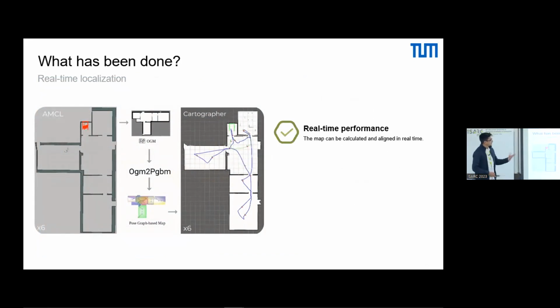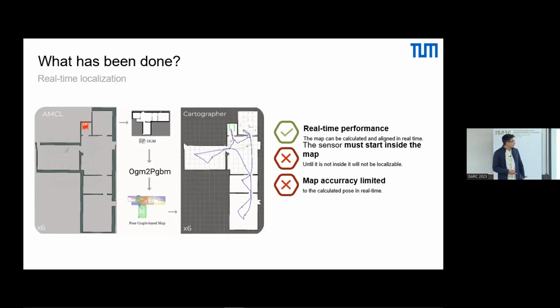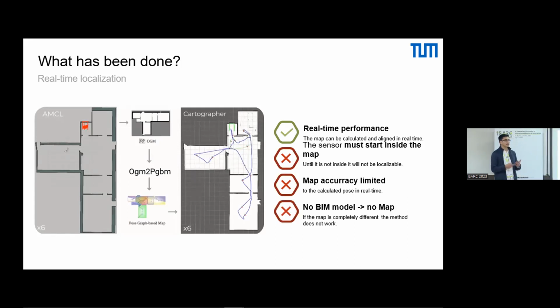However, there are problems. For example, the sensor process is limited to applying the sensor and the map of the environment. The map accuracy is also limited by the real-time performance of the algorithm. And if we don't have a reference BIM model, we will not be able to create a map. Because if we don't have correspondence between what the sensor measures and the reference map, we will not be able to calculate events.